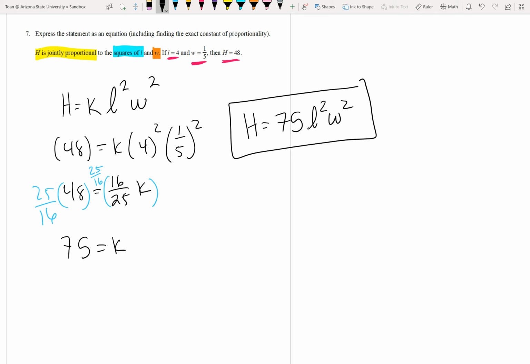And since they did not give you a second set of information, that's all you can do. They just wanted the equation. There's our equation.